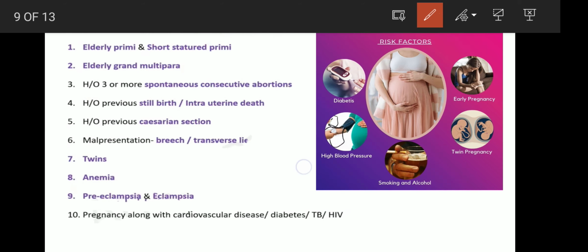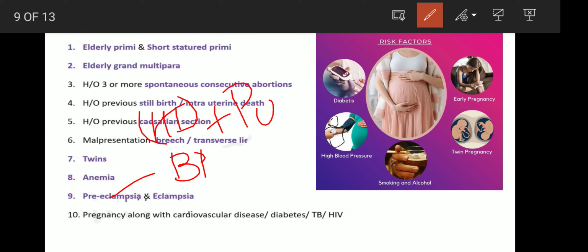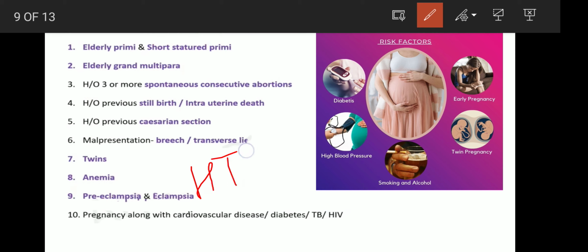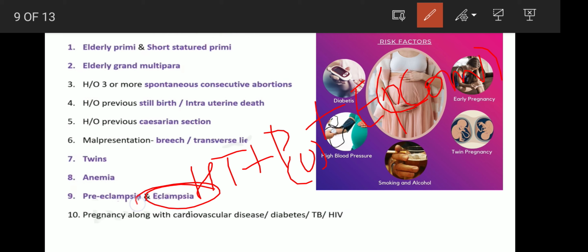We have studied about preeclampsia. What is preeclampsia? Blood pressure, that is hypertension plus proteinuria, is preeclampsia. When there is hypertension plus proteinuria plus epilepsy, that is convulsions, if the mother throws convulsions, then it is eclampsia.